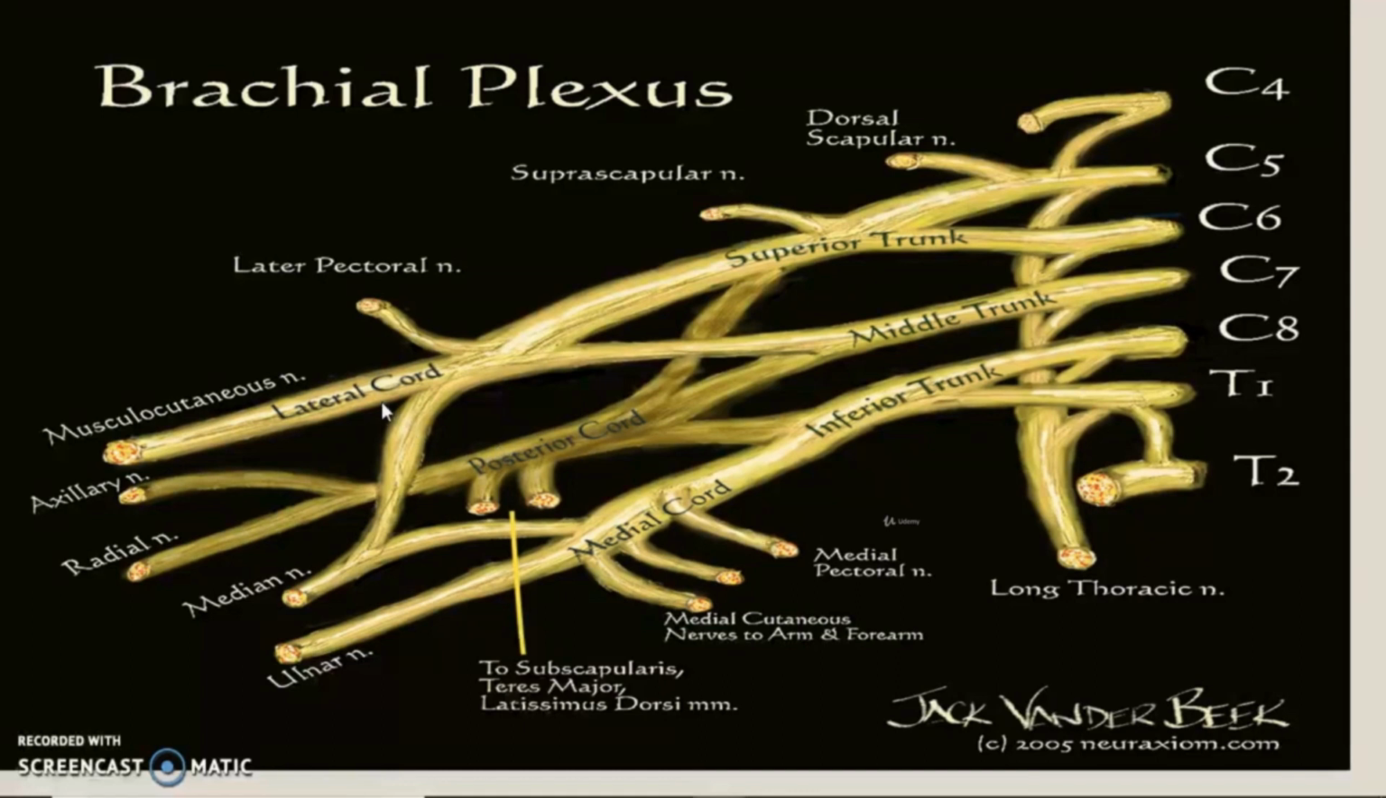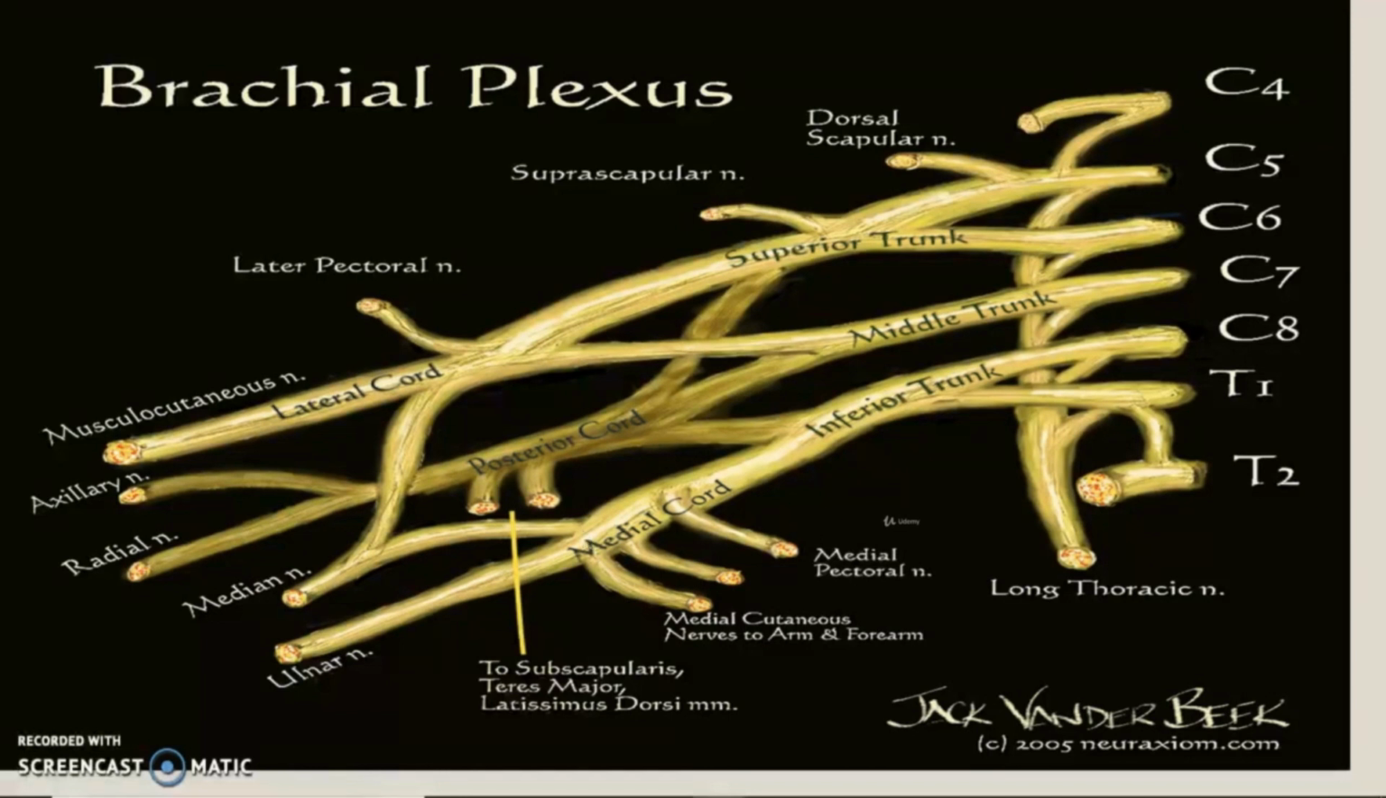Names of those are lateral cord, it is giving lateral pectoral nerve, musculocutaneous nerve, and then we will be having lateral root of median nerve. So 3 branches will be given by lateral cord. Talking about medial cord, we will be having 5 branches.